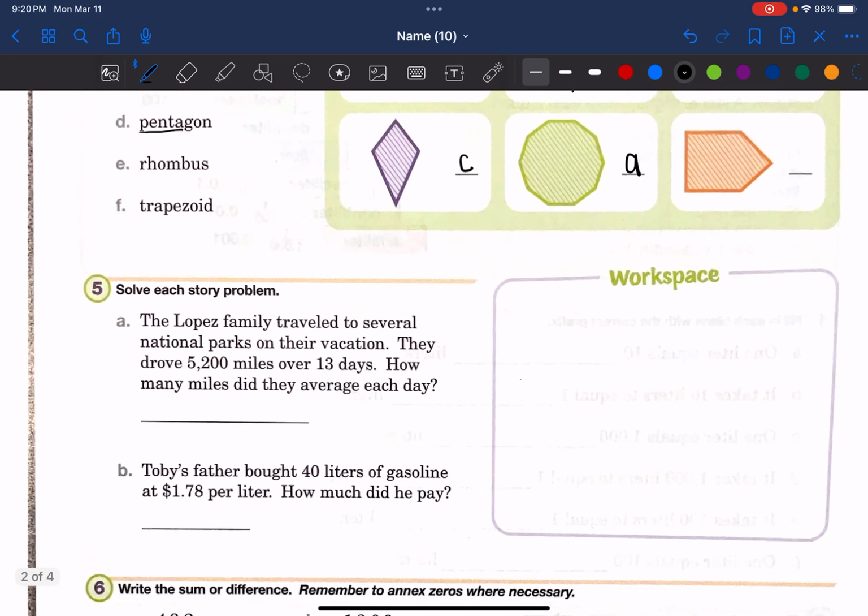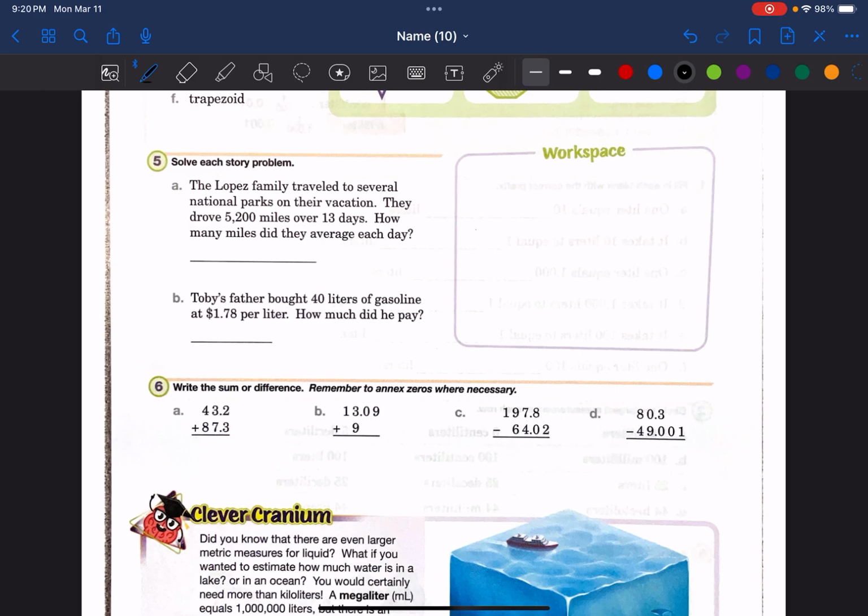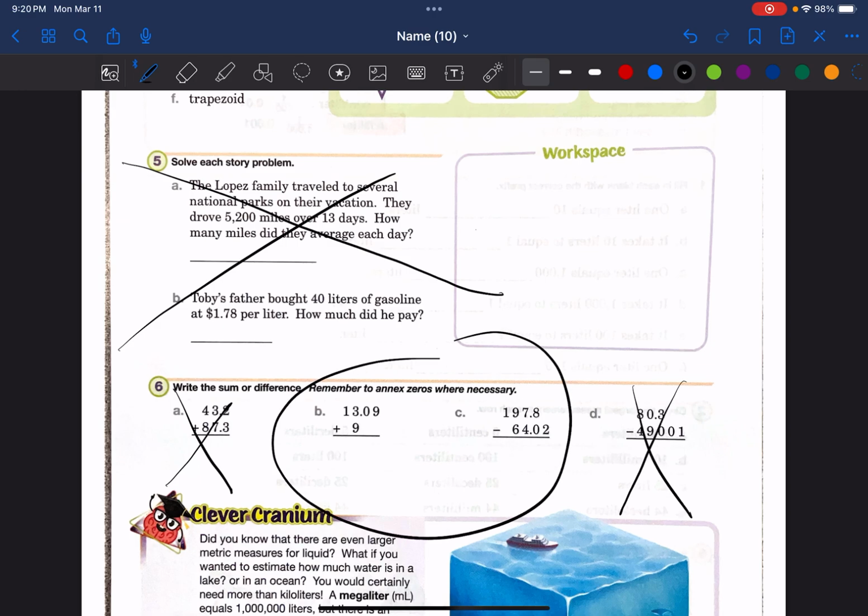Okay? All right, for this time, you may skip 5. Okay? For 6, I would like you to skip A, but I would like you and D to do these two in the middle. Now, it says write the sum or the difference. I gave you one sum and I gave you one difference. Remember to annex zeros where necessary. That means add in zeros. And the reason for that is, I talked about it a little bit in yesterday's lesson.